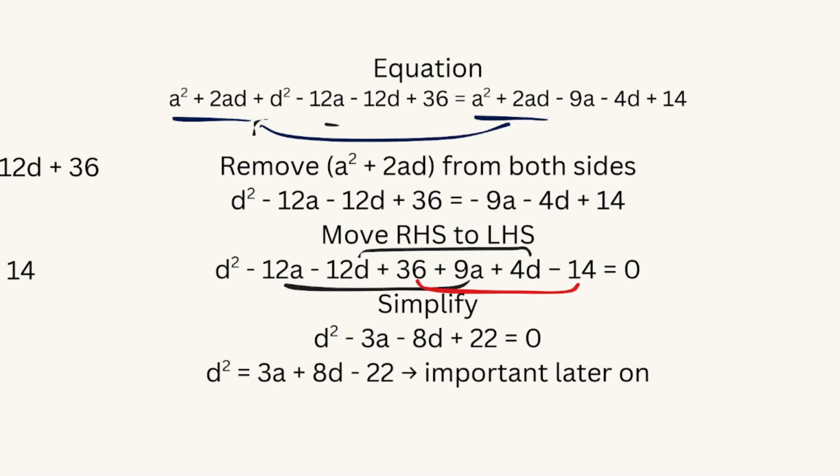This makes it easier for us to simplify. By simplifying it, which is adding the common terms, it makes D squared minus 3A minus 8D plus 22. Now we need to move everything else but D squared to the other side, which is the right hand side, to make it easier for us later on.